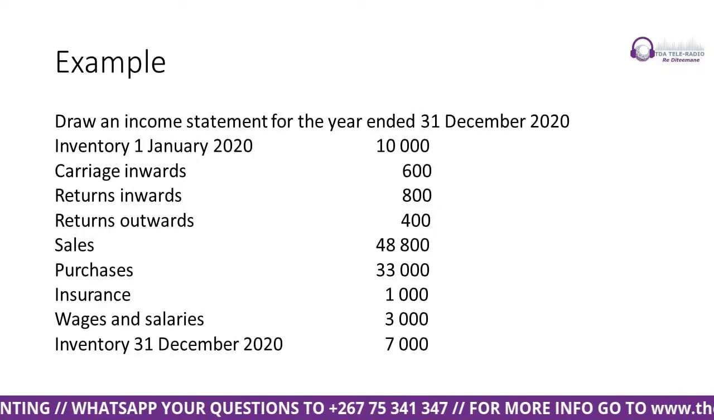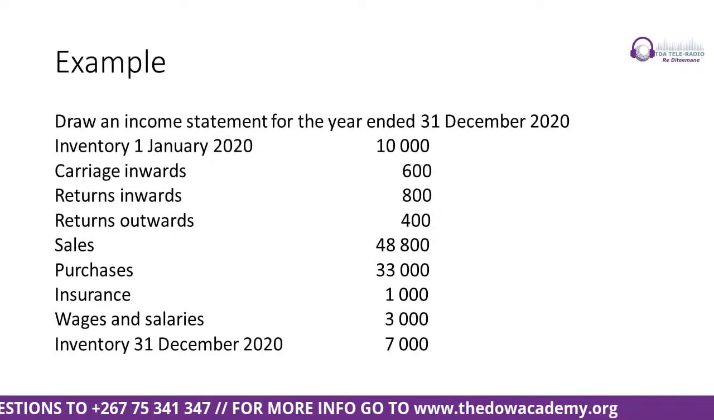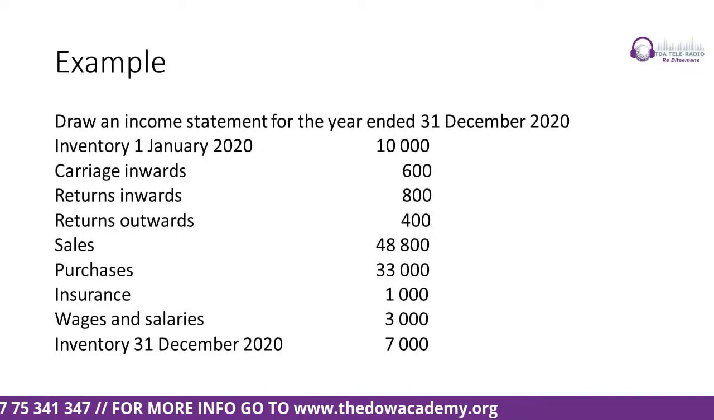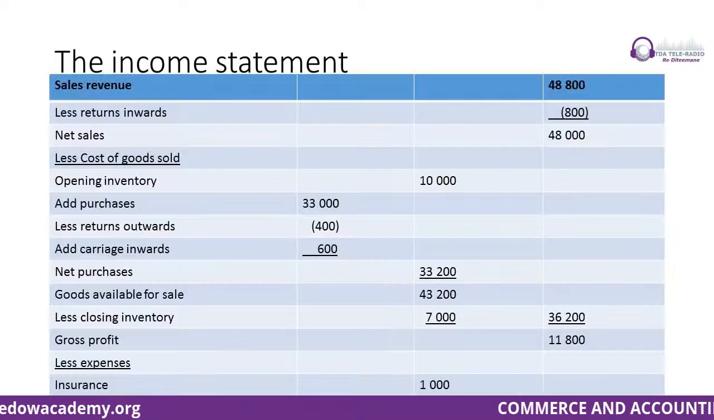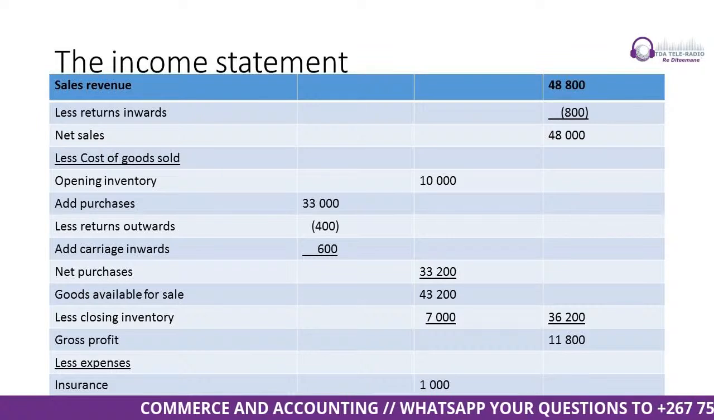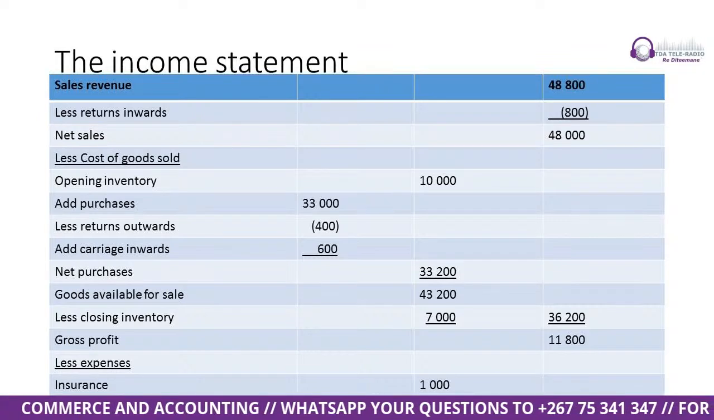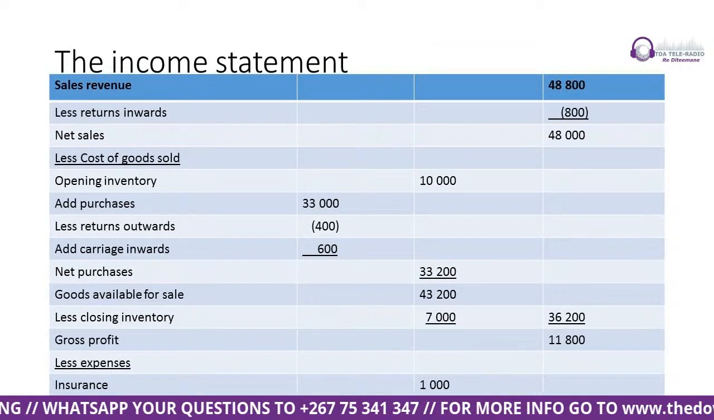So that is an example, and I worked out the example. I'll show you the worked example. Okay. That is how an income statement is supposed to look. We have got 3 columns there.